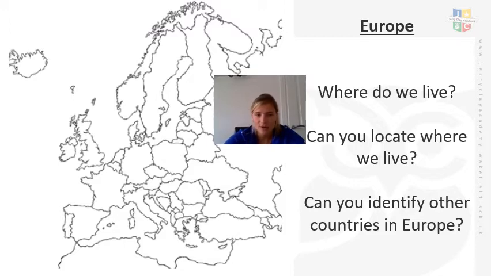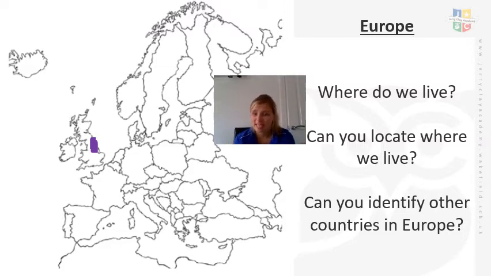So you should have had a go now at finding where we live. Now, where we live is here. So where this dot is, that is England. Okay, so we live where the purple dot is. Now, England is part of the United Kingdom. And the United Kingdom is split into the other countries as well. So we've got Scotland, Wales, Northern Ireland. There is also the Republic of Ireland, which makes up the British Isles.